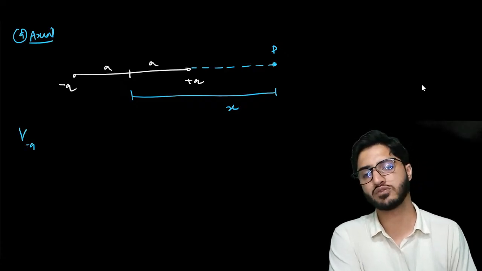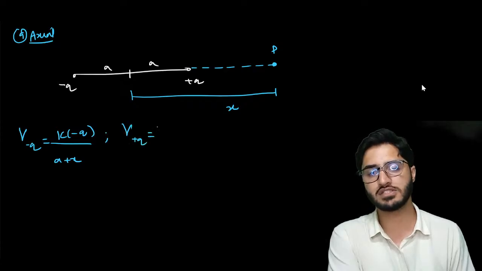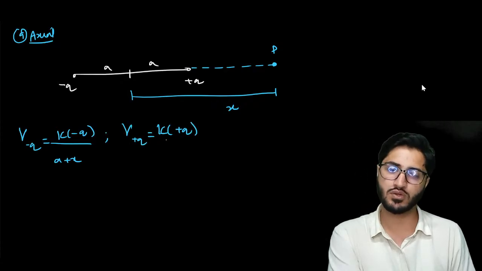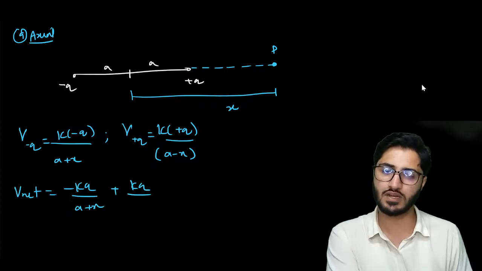Here we will be having two potentials. Potential due to the minus q charge will be kq divided by the distance, which is a plus x. V due to plus q will be kq divided by a minus x. What is V net? V net is minus kq divided by a plus x plus kq divided by a minus x.